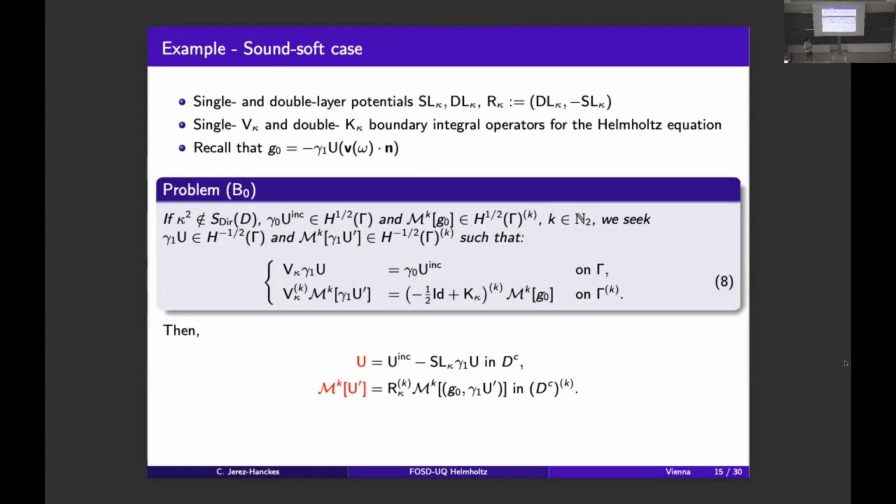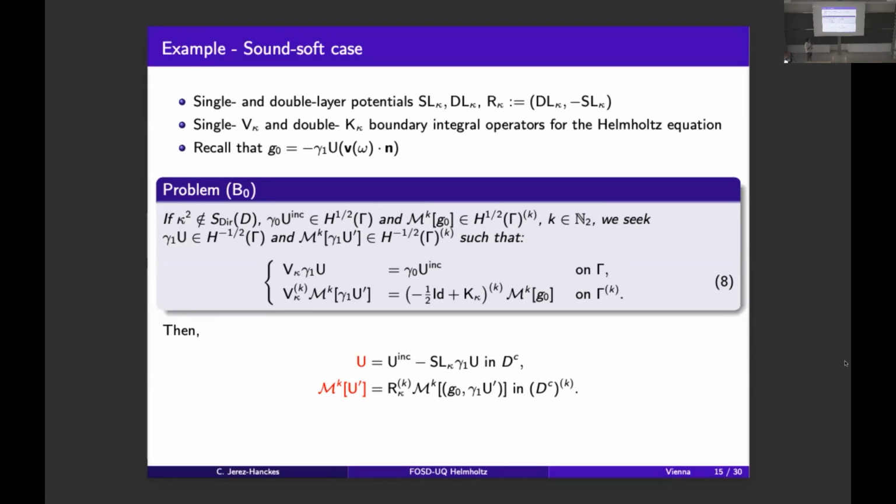So now let's put this framework into a concrete case. Now you have the soft case. For instance, you have the single and double layer potentials, and this R_kappa is just the vector potential where you have the double layer and the single layer. You have V and K being the single and double layer boundary integral operators.